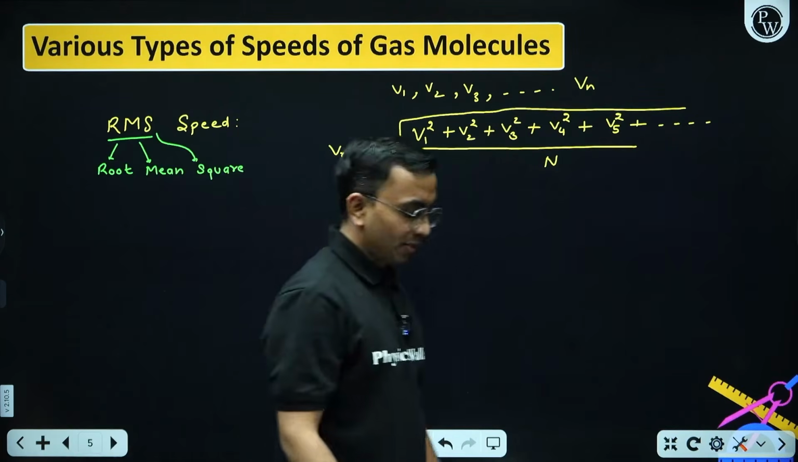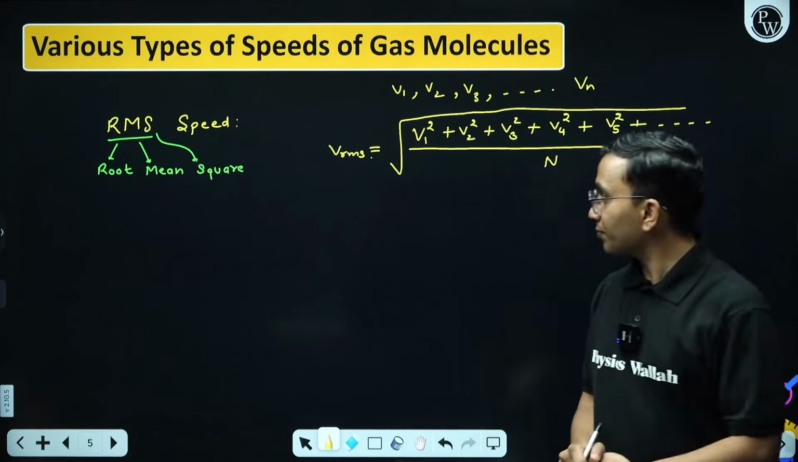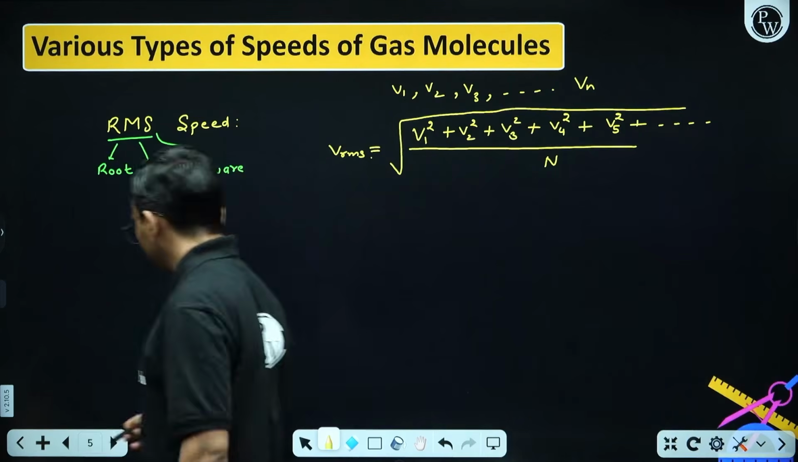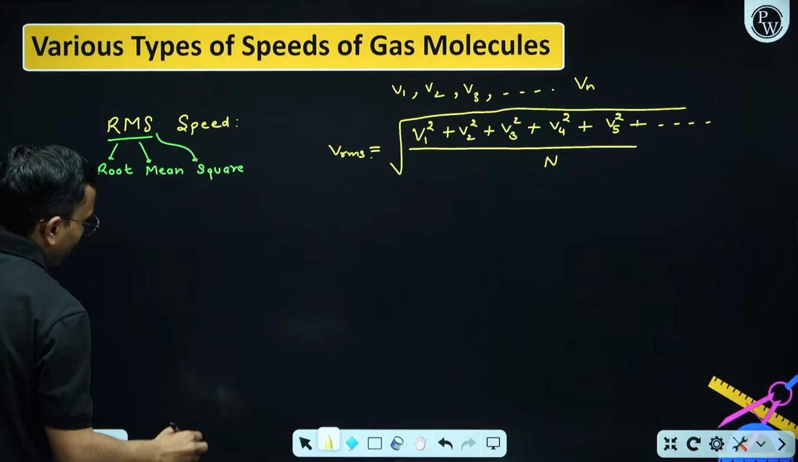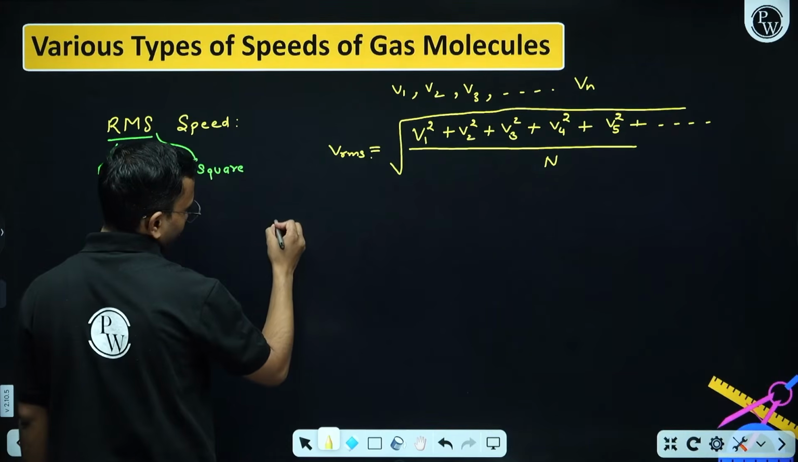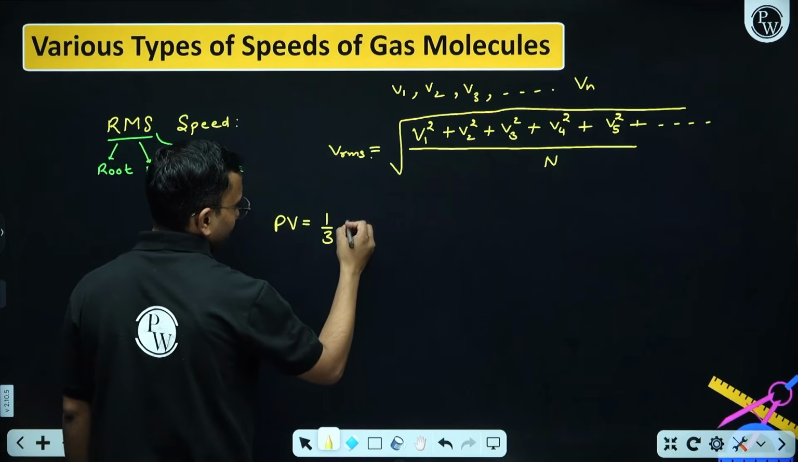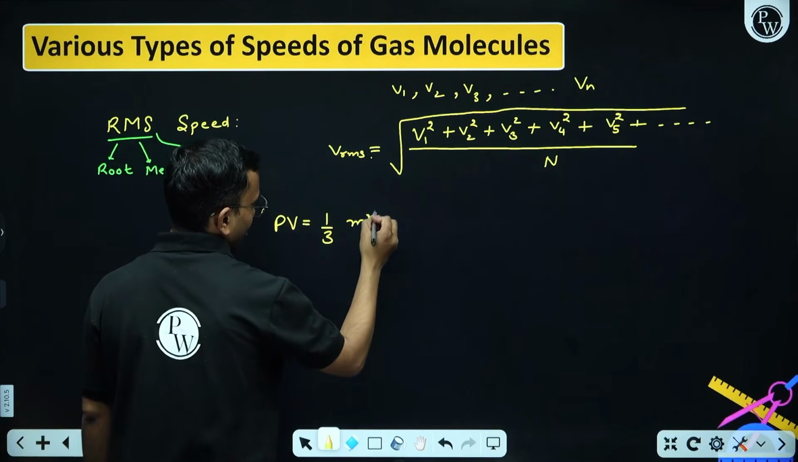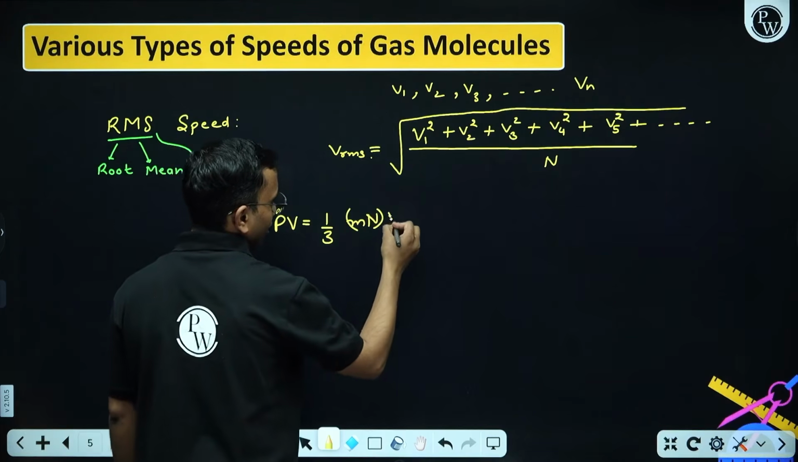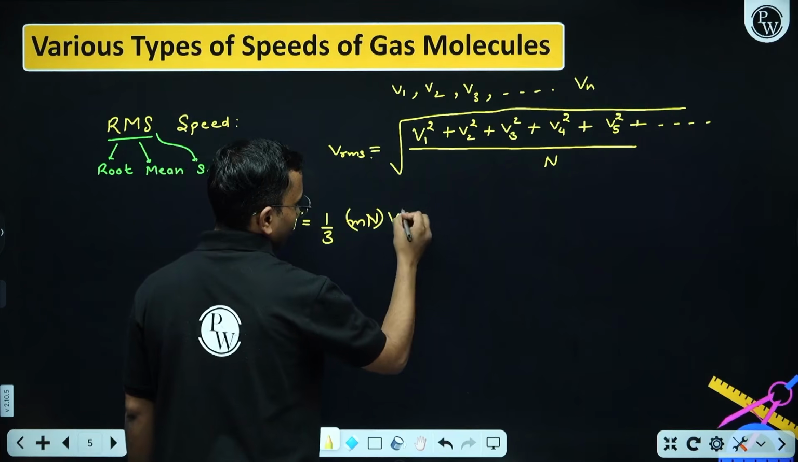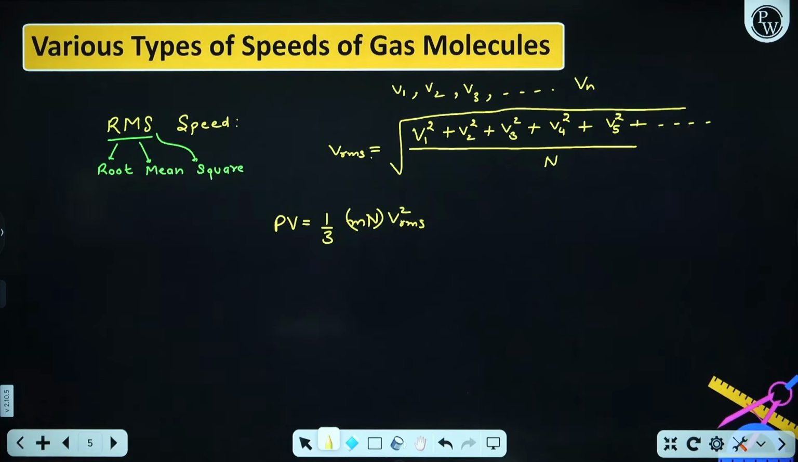This becomes my RMS velocity. Okay. Now let us derive that expression. So what we got? We got PV is equal to 1 by 3 mass of one molecule into number of molecules into VRMS square. We got this expression.